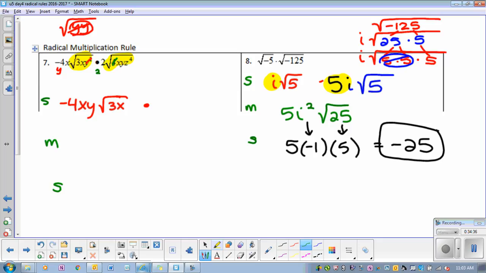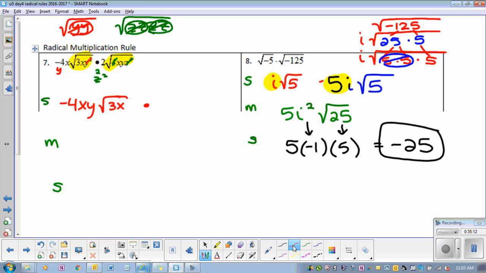Look at your x. How many x's do you have inside? 1. That can't come out. How about the y? 1. That can't come out. How about the z's? 4. So let's see. I have z, z, z, z, and I need 2 in a group to at least come out. And there's 1, and there's 1. So I actually have z squared that can come out. Do you agree? So then the z's go away there.